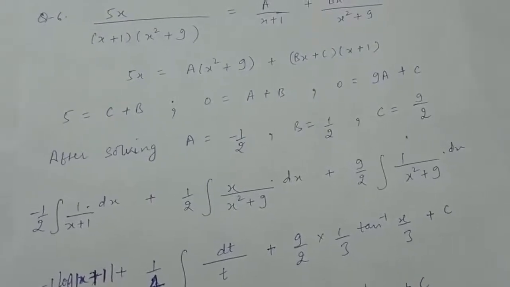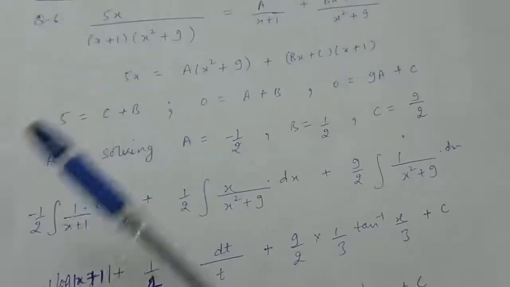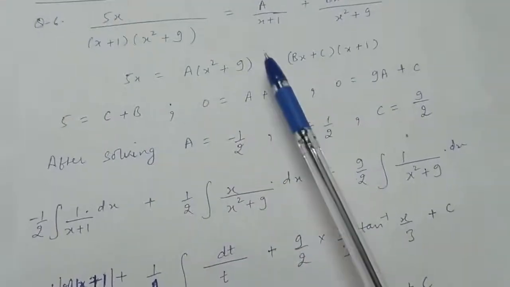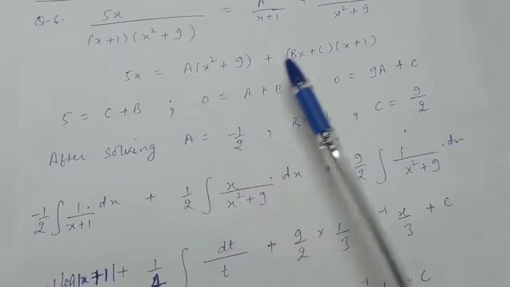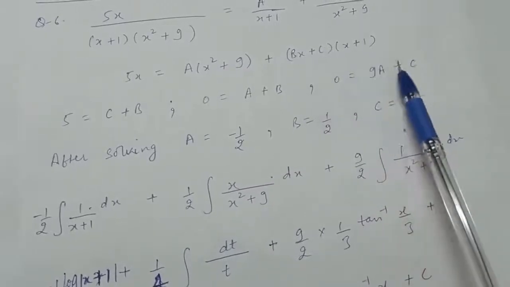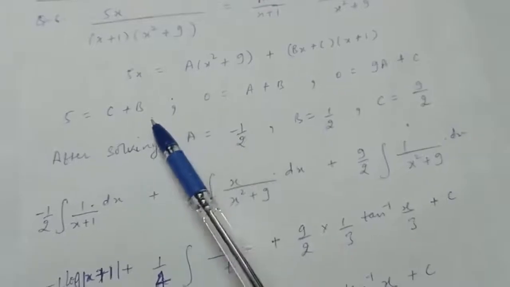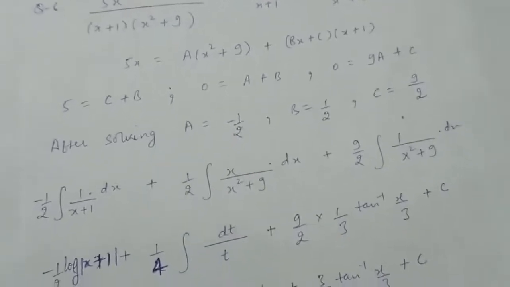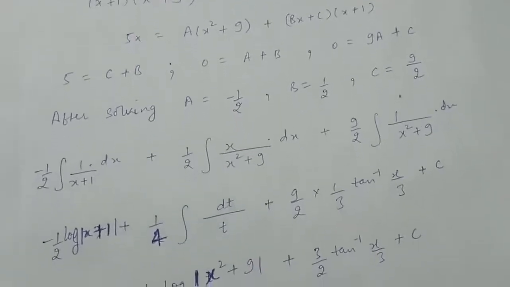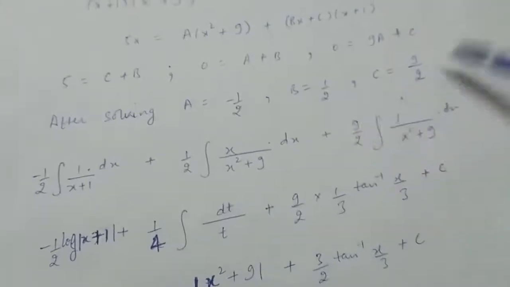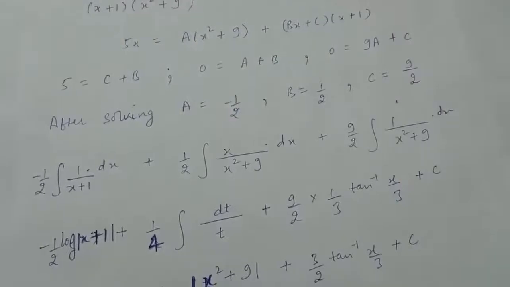And the constant term on the left hand side is 0, but the constant term on the right hand side is 9A plus C, right? So solve these three equations to get the value of A, B and C, which you will get as A minus 1 by 2, B as 1 by 2 and the value of C as 9 by 2.